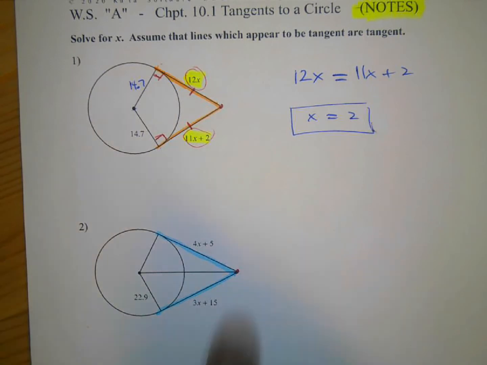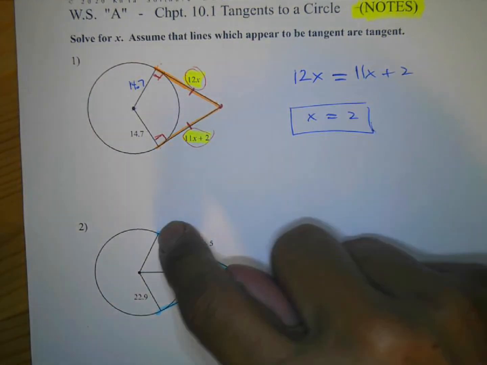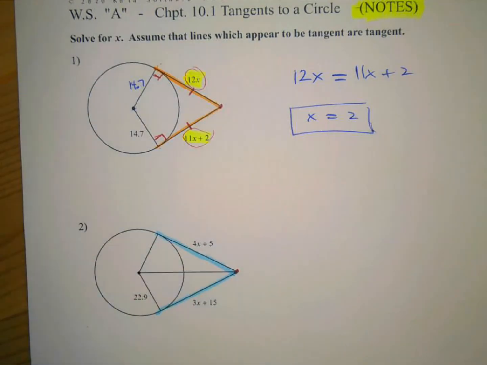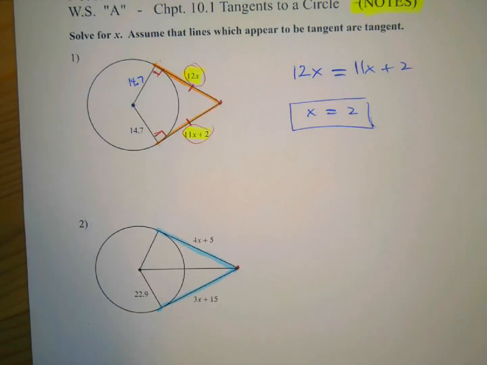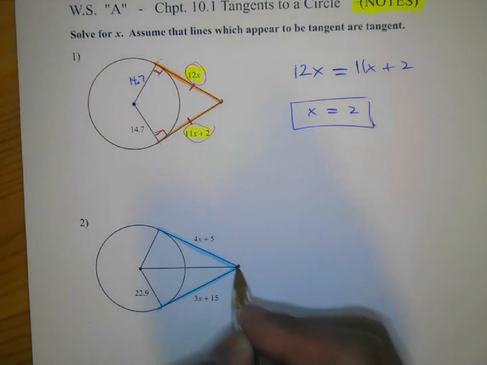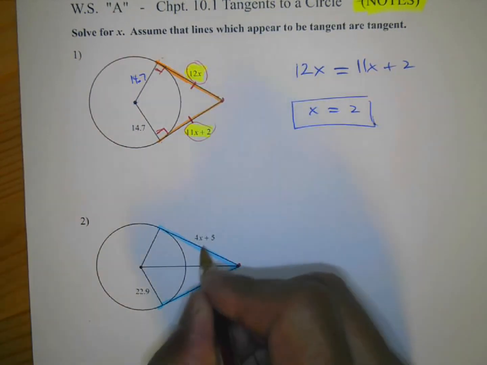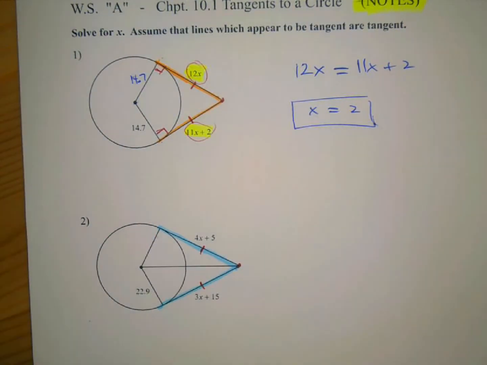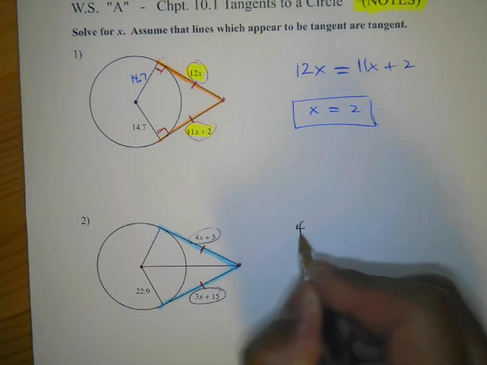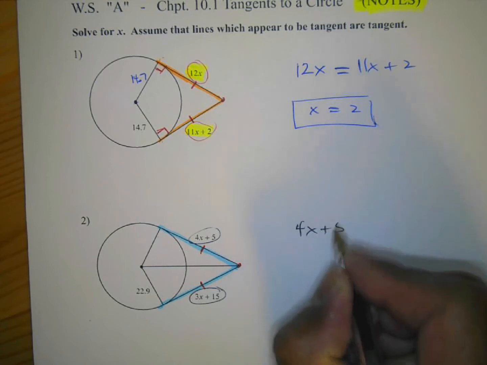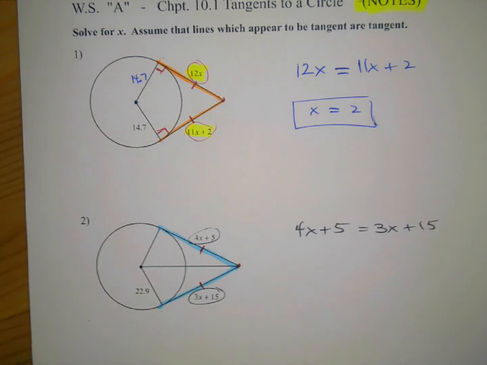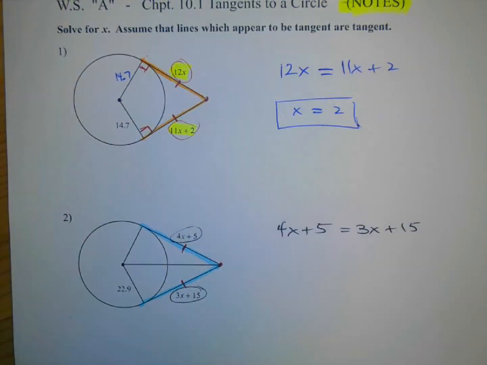Don't let that throw you off. They're going to draw an extra line, or they're going to draw these lines like this, right? The radius. Later, yes, we'll look at that 90 degrees. But right now, for these problems, what is true about these two tangent lines that are coming from this, that share a common external point? They're congruent. So as far as math is concerned, these are congruent. So what do we do with congruent parts? 4x plus 5 equal to 3x plus 15. And then you solve for x.